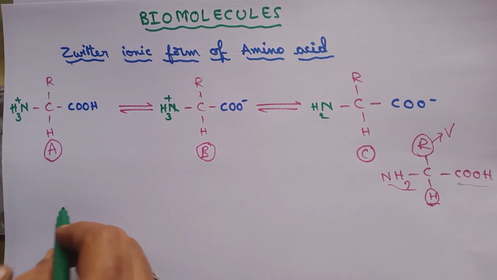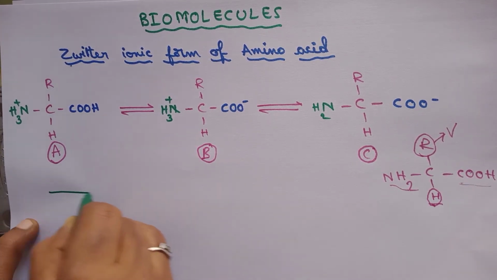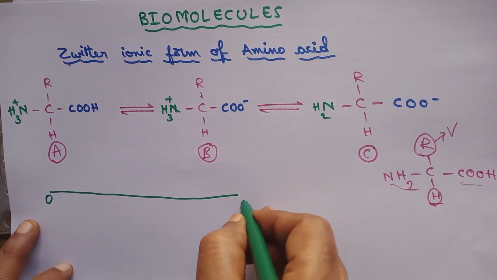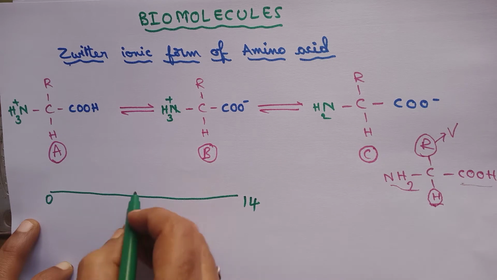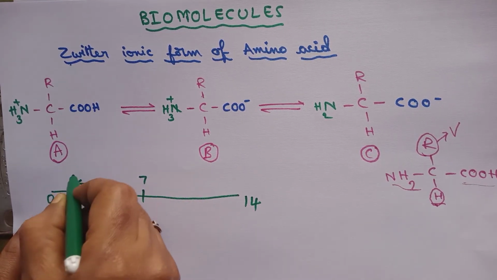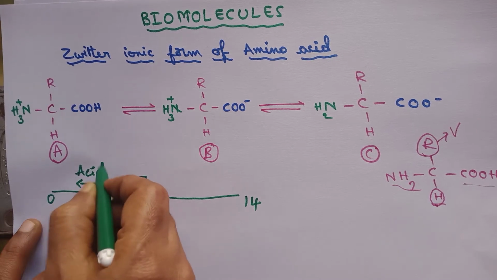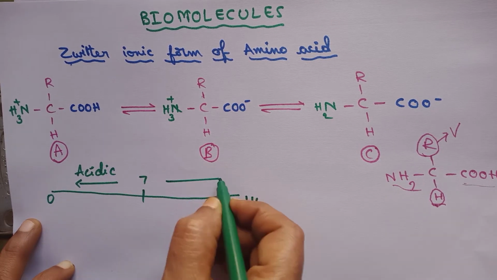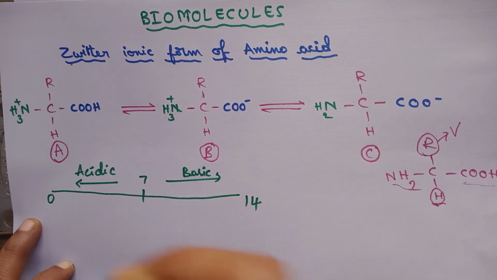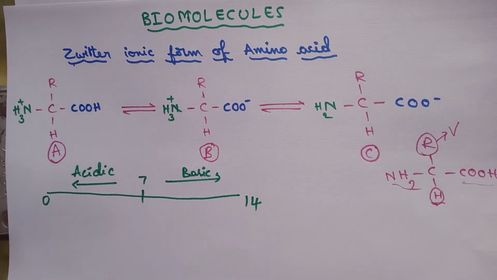So here, the pH scale ranges between 0 to 14. This is neutral pH, below 7 is acidic pH, and above 7 up to 14 is basic pH of the solution. Okay, now let's study what type of structure is formed by an amino acid in different pH of a solution.